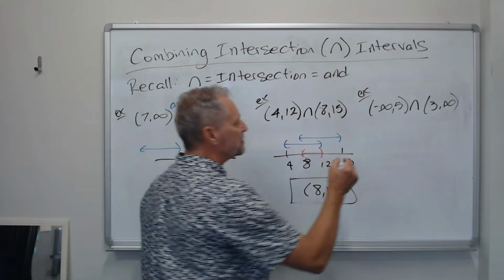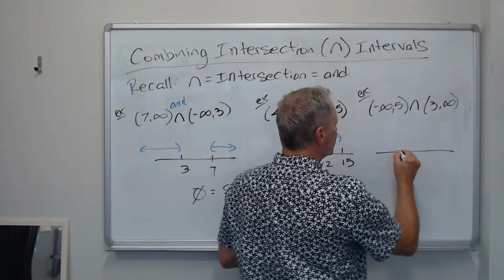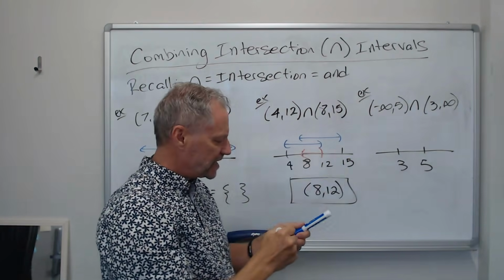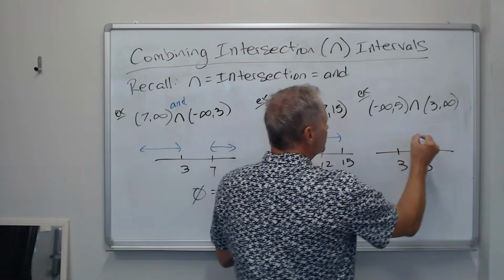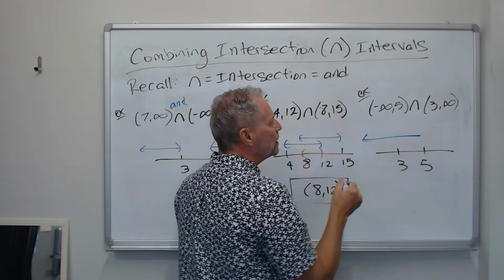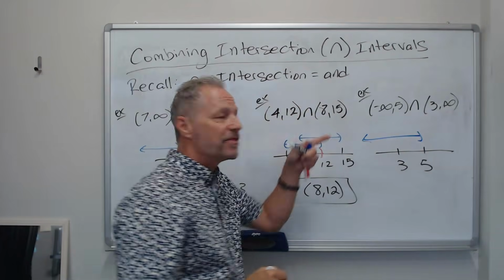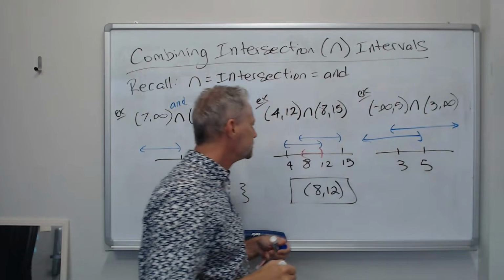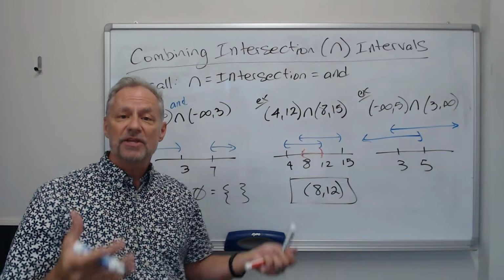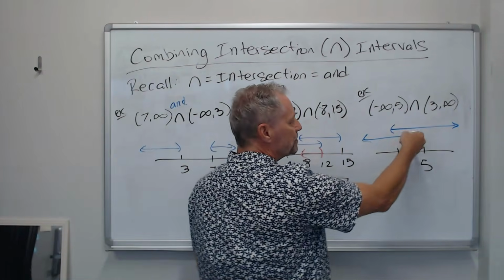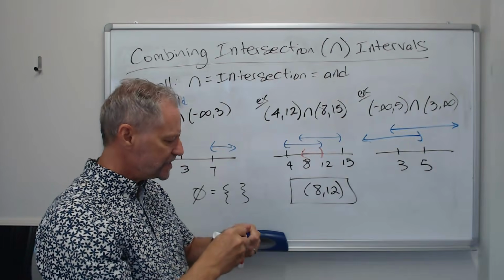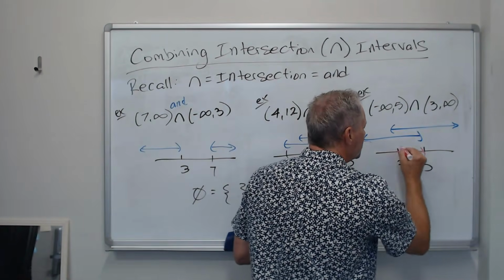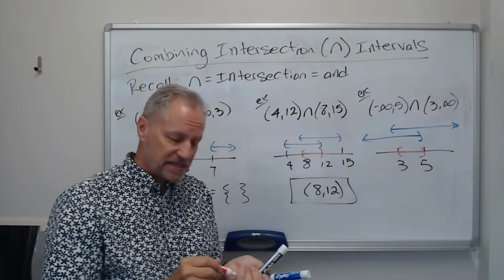And then this last example, let's see, 3 and 5. Forever to the left to 5, so that's going to look like this. And then 3 to infinity, it'll look like this. Again, we get the overlap, which is just the numbers from 3 to 5. So in this case, we ask where do they overlap? In that interval, and that's going to be our answer.